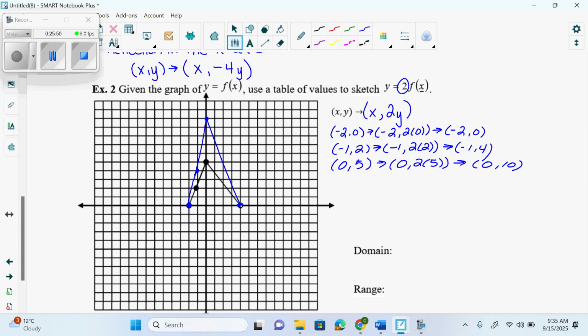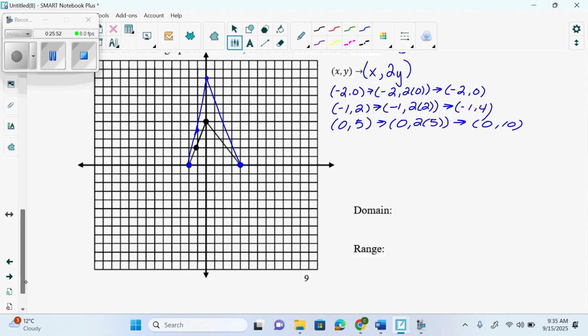Okay, we want the domain and range of the changed one. There's set notation and interval notation. Set notation uses the squiggly brackets because the squiggly brackets mean "the set of." That's literally what they mean, aka set notation.